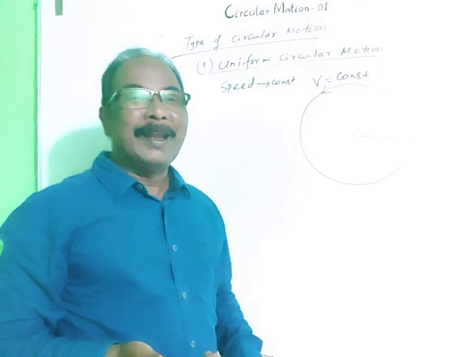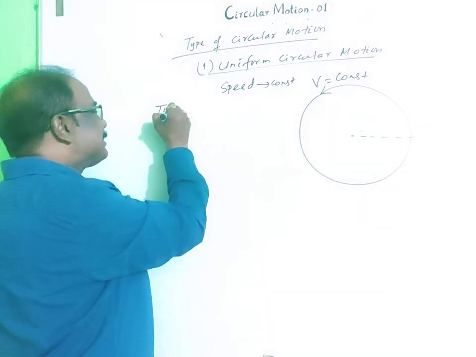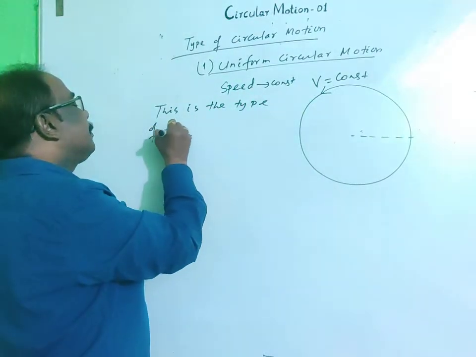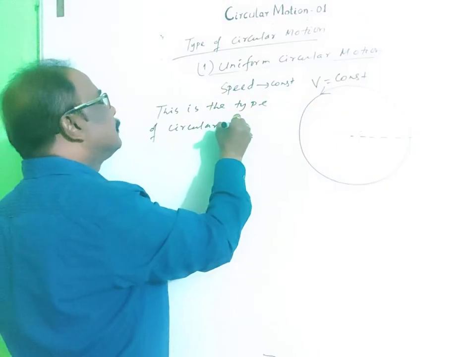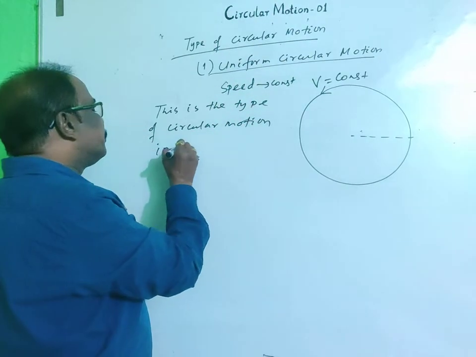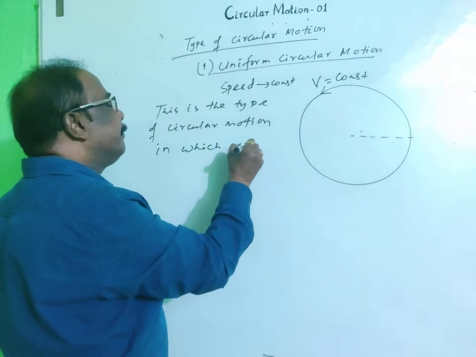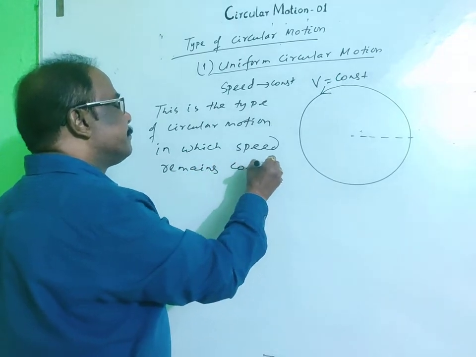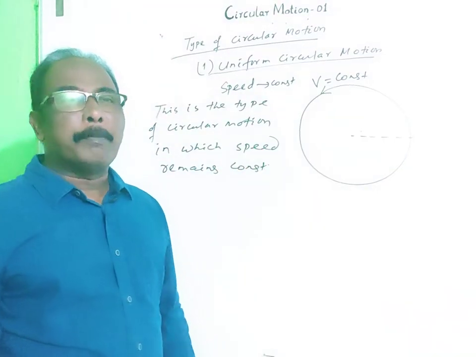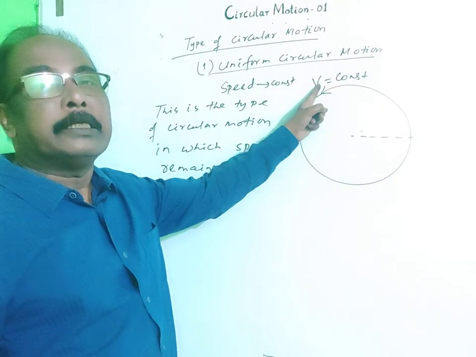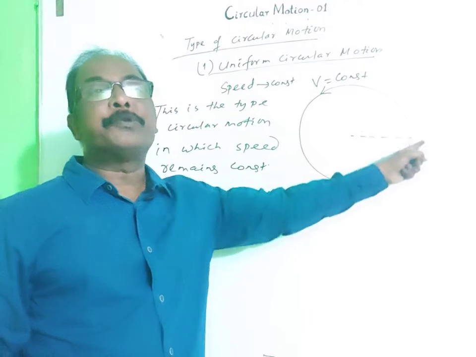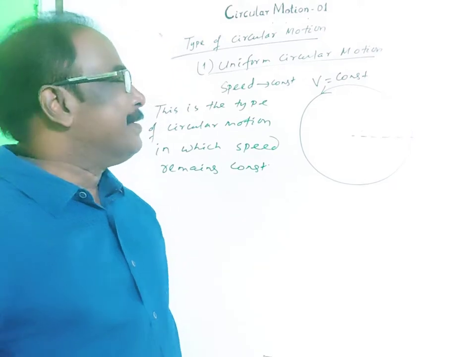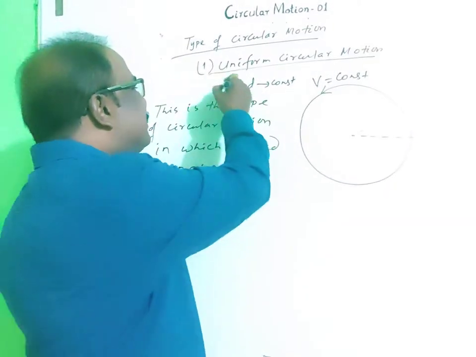Thus what is uniform circular motion? The type of circular motion in which speed remains constant. So if a particle moves in a circular path in such a way that its speed always remains constant, the particle moves with constant speed, then it is uniform circular motion. Okay? But what changes? Speed remains constant.